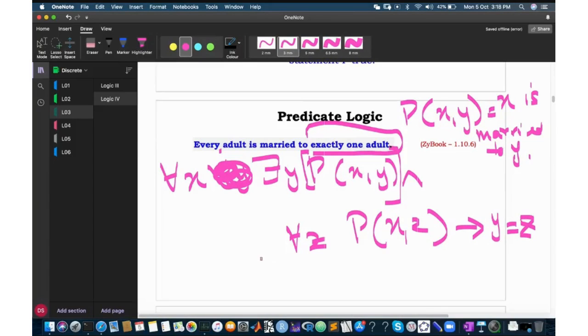All right, good. So the first part is saying that for everyone there is someone. For everyone there is someone that they are married to. And the second part is saying that for all z that x is married to, that person must be y. It can't be anyone other than y. Do we all agree that this statement represents this theory? Yes, sir.